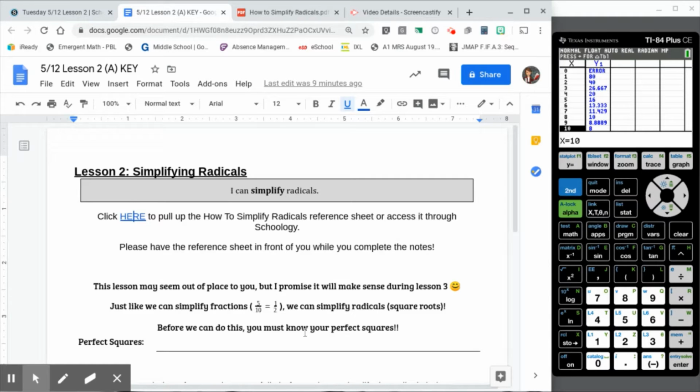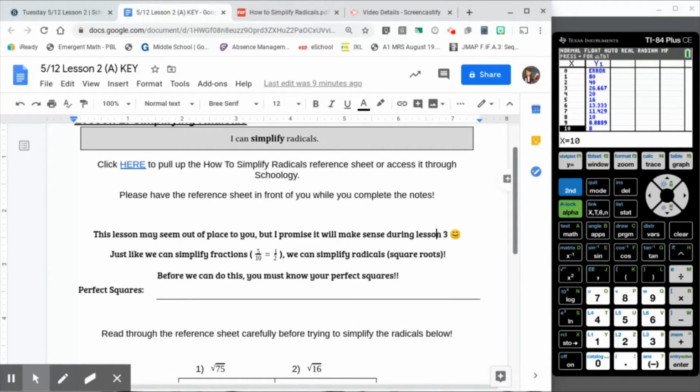Just as I mentioned before, just like we can simplify fractions, 5/10 equals 1/2, we can simplify radicals, which is a fancy way of saying square roots. Before we can do this, you must know your perfect squares. Perfect squares, again, are numbers that can be broken down into a number times itself. The easiest way to do it is I just go starting at 1. 1 times 1 gives me 1. That's a perfect square. 2 times 2 gives me 4. 3 times 3, and so on and so forth.